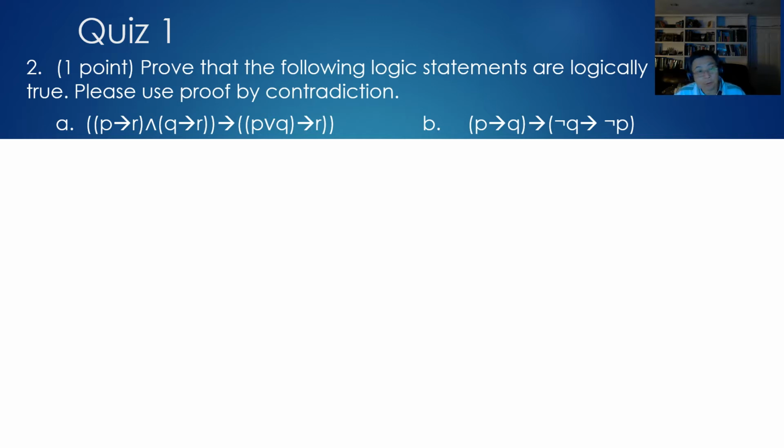Okay, so question 2. Prove that the following logical statements are logically true, and use the proof by contradiction. So in that case, we want to prove the statements are logically true. So that means using the proof by contradiction, all we need to do is to assume that the expression is logically false, and then we can prove that this is not the case, and it leads to contradiction. Now let's take a look at the first one, 2a.